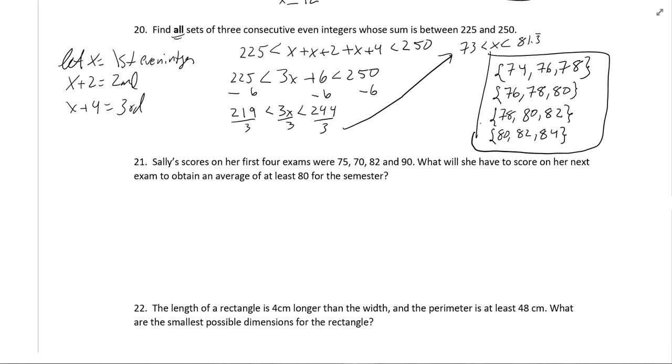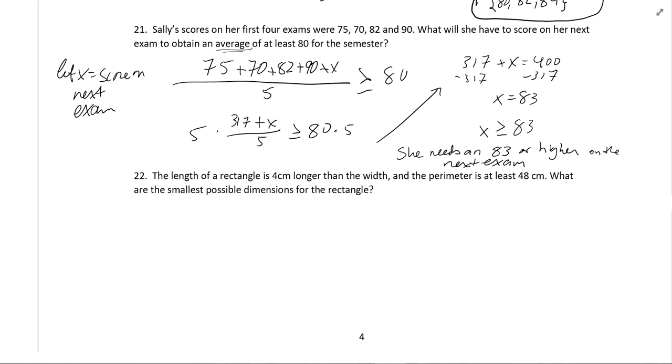Okay, so what I want you to do right now is pause the video and try number 21. And remember, when you're doing 21, it's saying to obtain an average. So try to think about, how do you find an average? Okay, so let's see how you did.